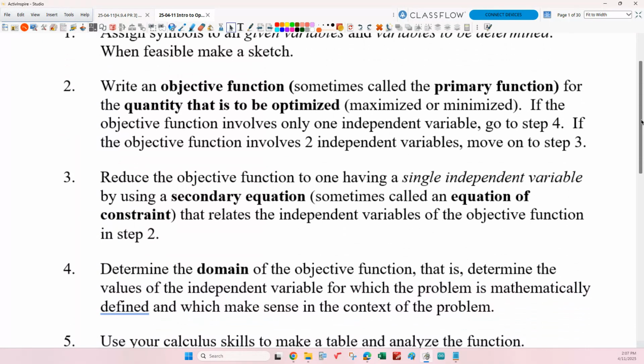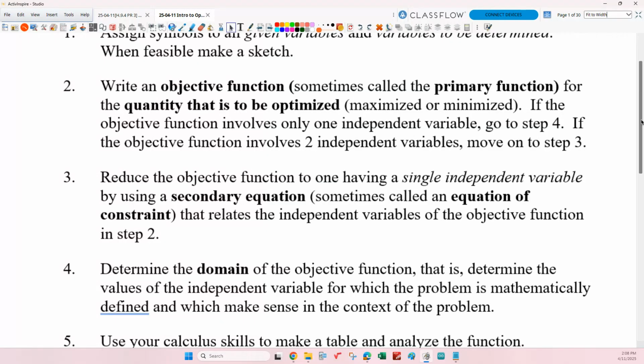That's the thing. You always start with the thing that you're trying to maximize or minimize. You've got to figure out what that is, and come up with some kind of equation where that's going to be my output variable. That's the quantity that's going to be optimized.